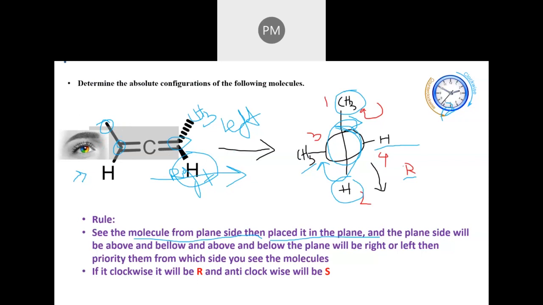Now we have to see the rotation of our molecule. Is it clockwise rotation or anti-clockwise? If it is clockwise rotation, then that will be the R configuration. If it is anti-clockwise rotation, then this will be the S configuration.